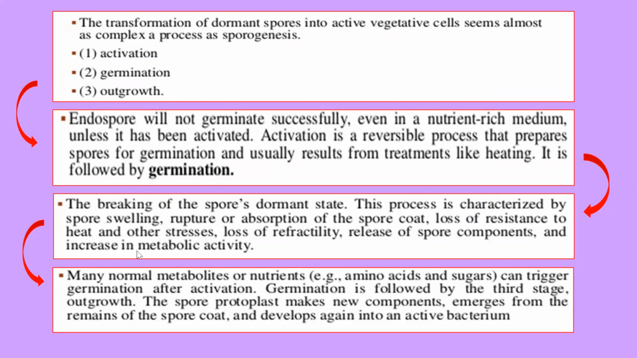The breaking of the spores' dormant state, or the activation, this process is characterized by spore swelling, rupture or absorption of the spore coat, loss of resistance to heat and other stresses, loss of refractivity, release of spore components, and increase in metabolic activity. Many normal metabolites or nutrients like amino acids and sugars can trigger germination after activation. Germination is followed by the 3rd stage, that is outgrowth. The spore protoplast makes new components, emerges from the remnants of the spore coat, and develops again into an active bacterium.